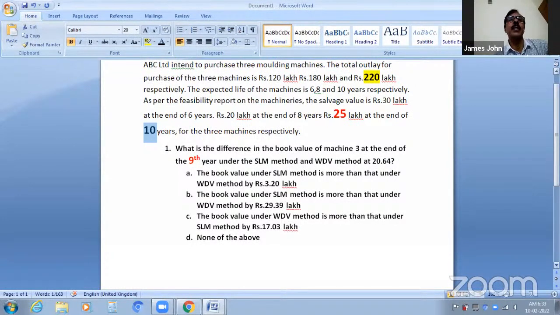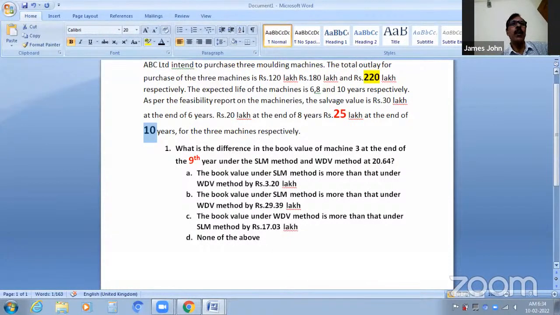So it takes 1 minute. Can anyone tell me in 1 second? Sum of the years. 55. You can use the formula n into n plus 1 by 2. So if you want the sum up to 10, it is 10 into 11 by 2, means 110 by 2, that is 55. So in 1 second, you get the sum of the digits as 55.